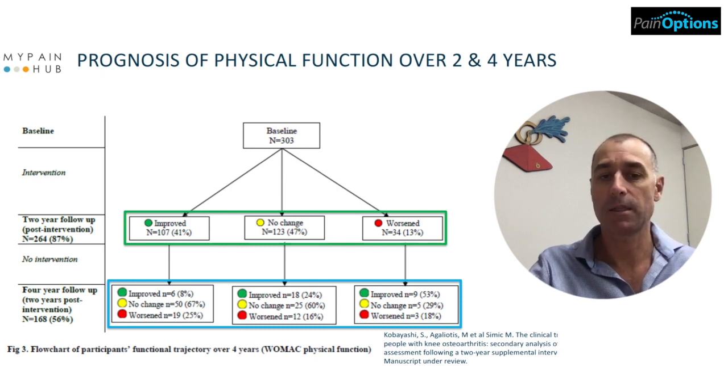Then they tracked these people for another 2 years with no intervention. So people then varied in what happened. So the majority here didn't change, majority here didn't change. The ones that had worsened, just over half of those had improved. So the course of osteoarthritis isn't necessarily this will get progressively worse. So some will, but others will improve, and others can stay stable at a level for quite a period of time.